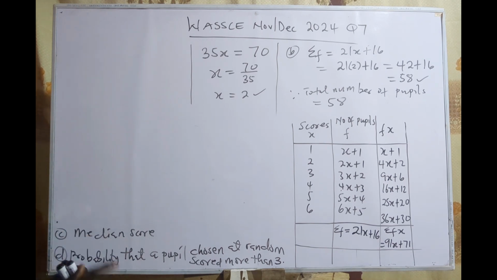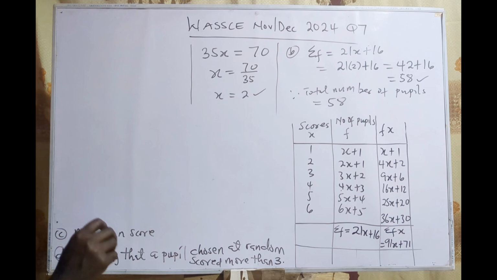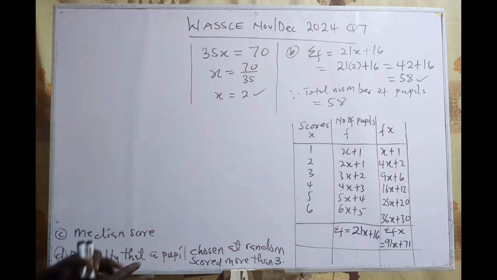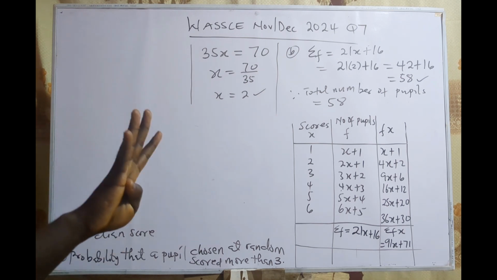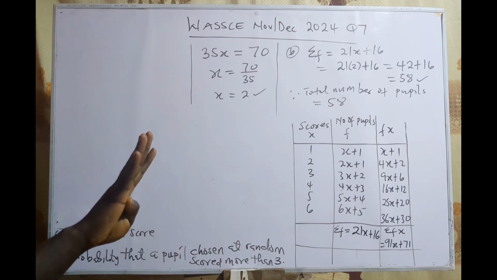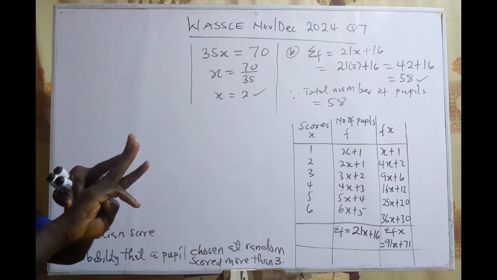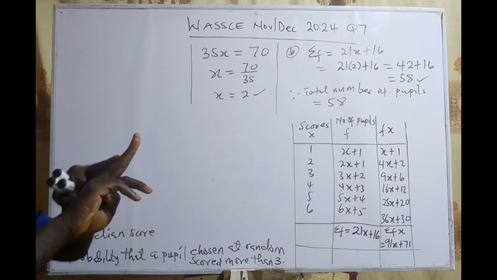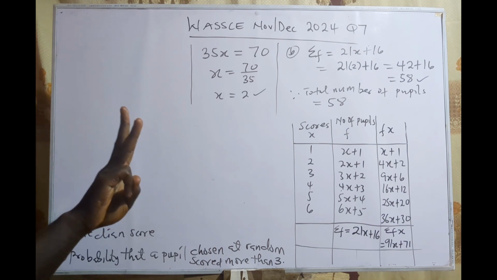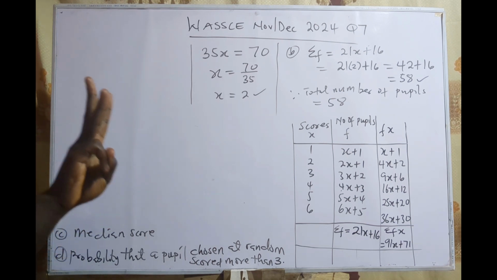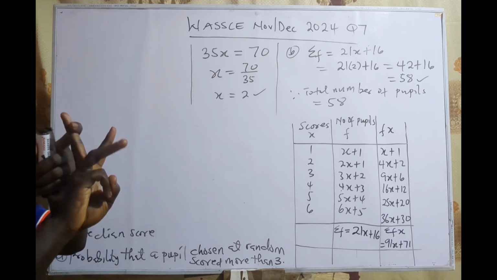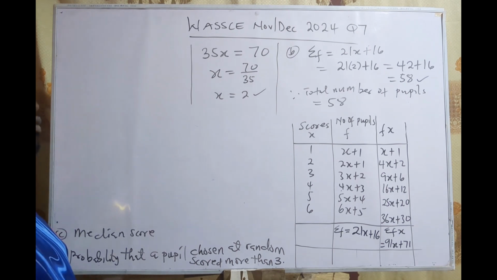You should take note that if the total frequency is an even number, then there are 2 numbers in the middle. For instance, if you look at my fingers, 4 is even, so it means that these two will be in the middle. But if I take one off and the fingers are left with three, it means that only one will be in the middle. So you should also take note of that.